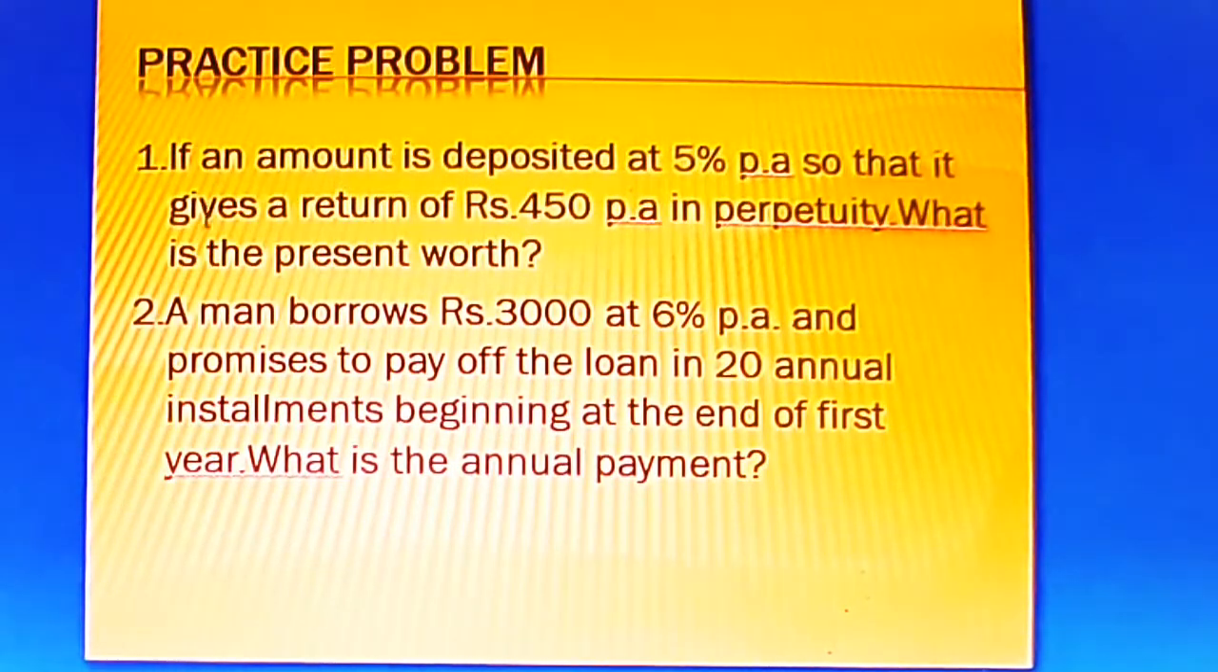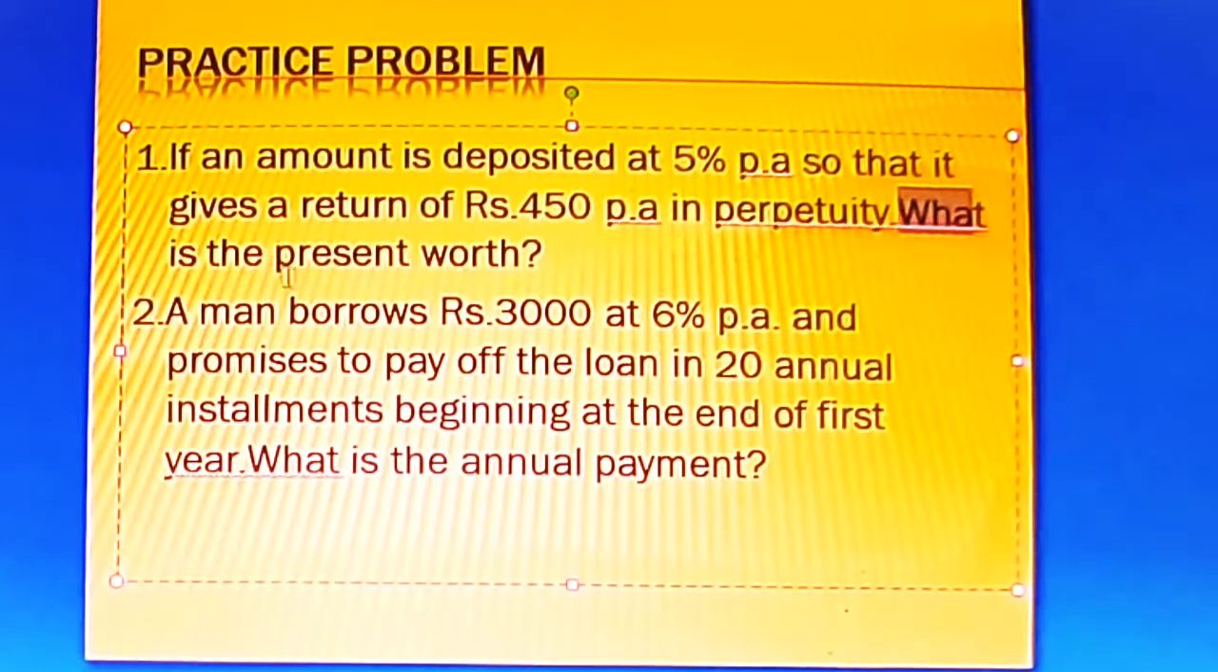So now you can practice these two problems. I'll explain this. If an amount is deposited at 5% per annum so that it gives a return of rupees 450 per annum in perpetuity, what is the present worth? Okay, so we have to find the present value. I is given, small a is given. You have to find the present value of the perpetual annuity. It's very simple and it was asked in one of the board exams, so you can solve and see it.